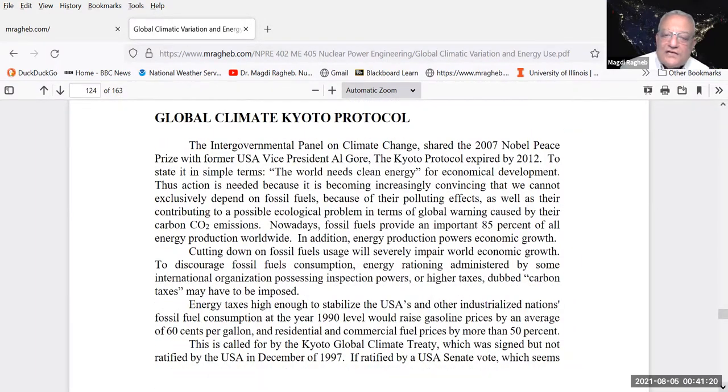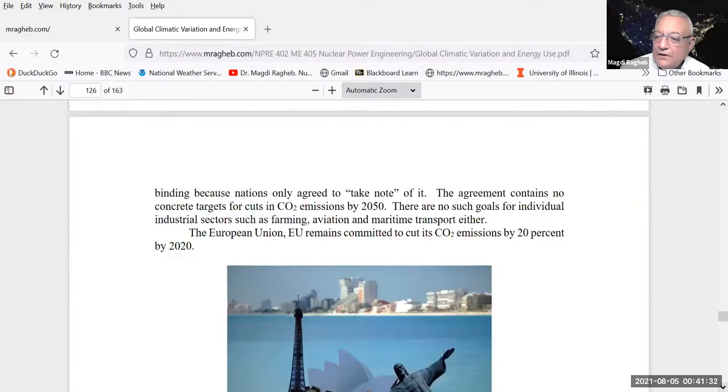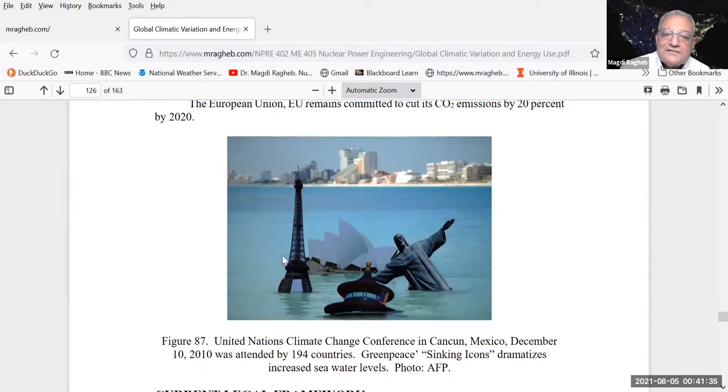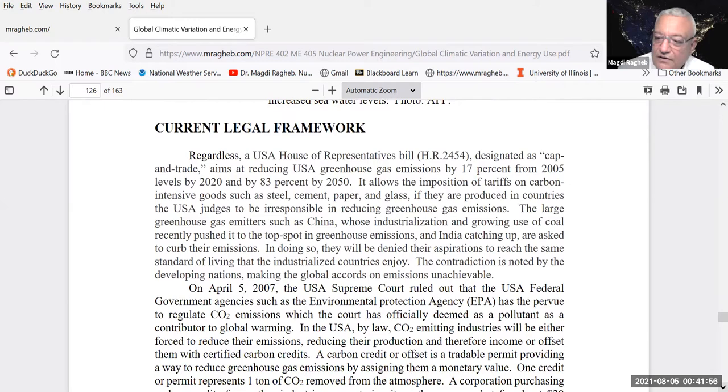The Kyoto Protocol has been an international agreement to reduce the emissions of CO2 in the atmosphere. There have been conferences in Cancun, Mexico, and again in New York, and they show us here cities of the world like Sydney, Paris, Sao Paulo, Brazil. At that meeting, the United Nations Climate Change Conference, many countries in the world committed themselves to reducing CO2 emissions. The United States withdrew from the treaty at the time of President Donald Trump.